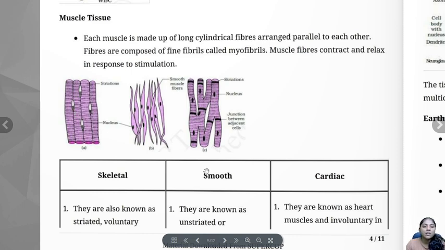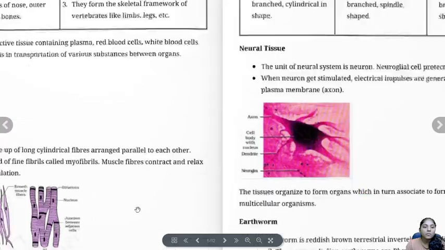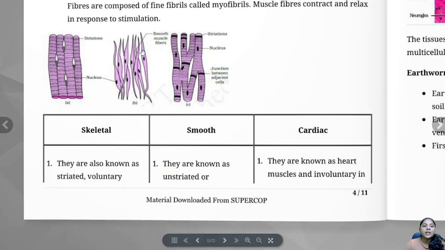Then the second one we have is smooth tissue. So they are known as unstriated or the smooth tissue. So these are the unstriated or involuntary muscle tissue. So these we cannot control at our will.